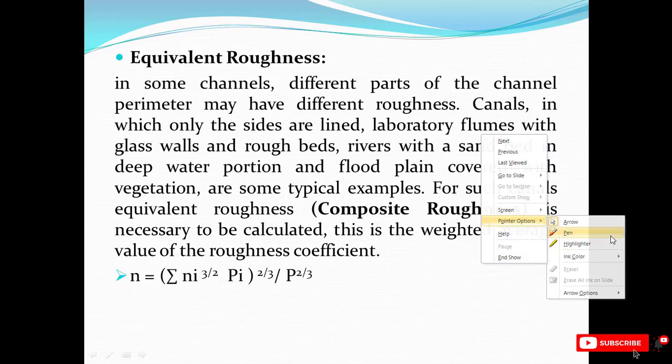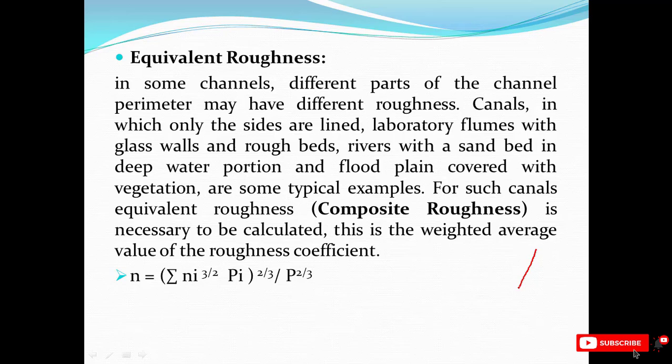For this case, we divide sides and bed with two different values of n. For example, this is an artificial channel. Its bed is concrete and its sides are earth. So the sides have n1, and this value differs from the bed, which is n2. For this case, for example, n1 is equal to 0.02, n2 is equal to 0.012.